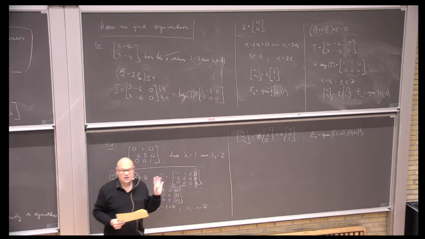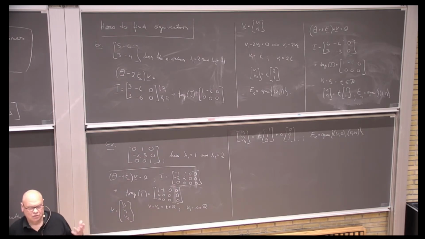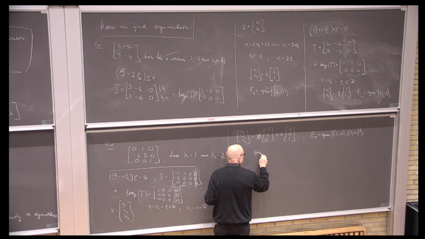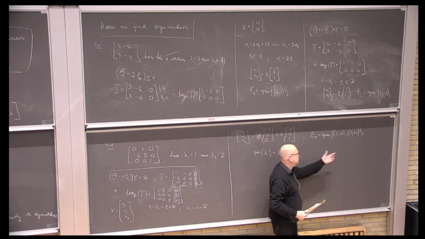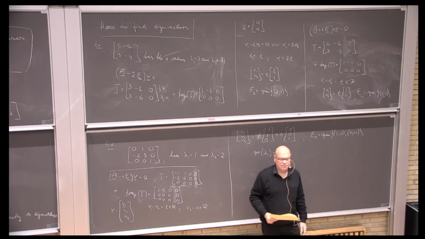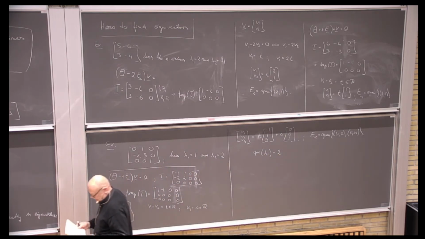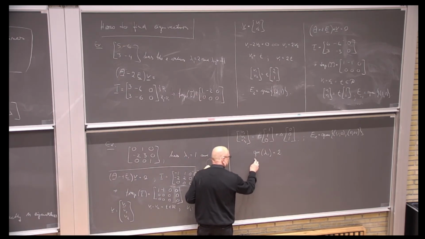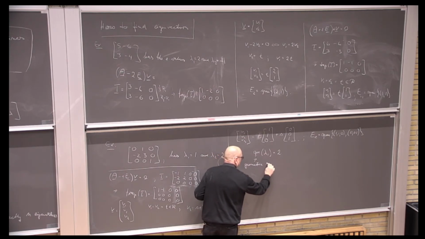We're going to discuss this on Friday at more length, but you then say that the geometric multiplicity of lambda 1 is equal to 2, because you have two independent eigenvectors. So I should state this. This is the geometric multiplicity.